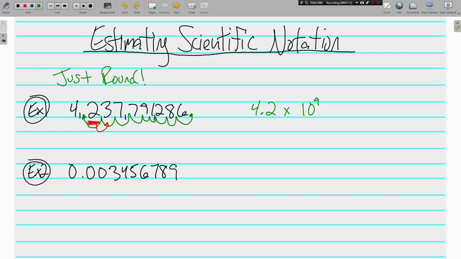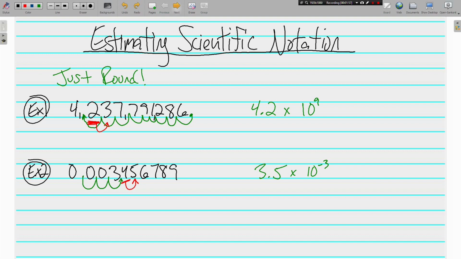Same deal here. The decimal has to go there, and I moved it 3 times to the right, so it's a -3. But I don't want to write down 3.45678 9. No, I don't want to do that. I want to round. I want to estimate. I want to make it easy on myself. So it's going to be 3.5 times 10 to the -3rd. I'm rounding to 1 decimal, so I have to look at the place to the right. 5 and above, give it a shove. Bumps it up to 3.5. So estimating's really pretty easy.